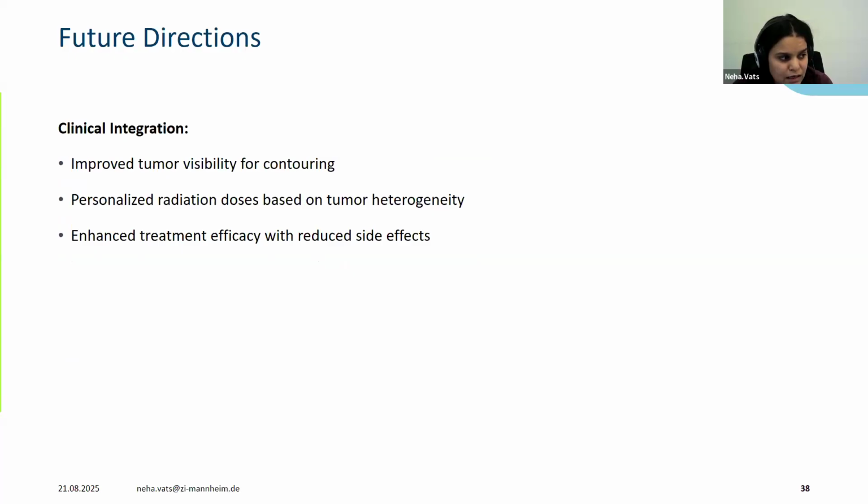In the clinical area, future directions show us improved tumor visibility for contouring of the tumor, personalized radiation dose based on tumor heterogeneity, and enhanced treatment efficiency with reduced side effects. So these are all the future areas of quantitative imaging that we see in the near future.